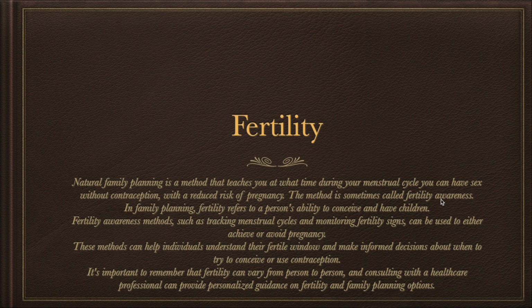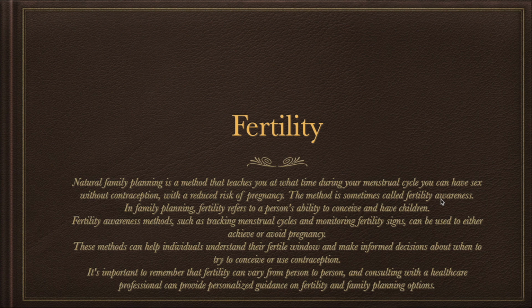These methods can help individuals understand the fertile window and make informed decisions about when to try to conceive or use contraception. It's important to remember that fertility can vary from person to person, and consulting a healthcare professional can provide personalized guidance on fertility and family planning options. Fertility awareness methods help you track your menstrual cycle so you'll know about when your ovaries release an egg every month. This is called ovulation.